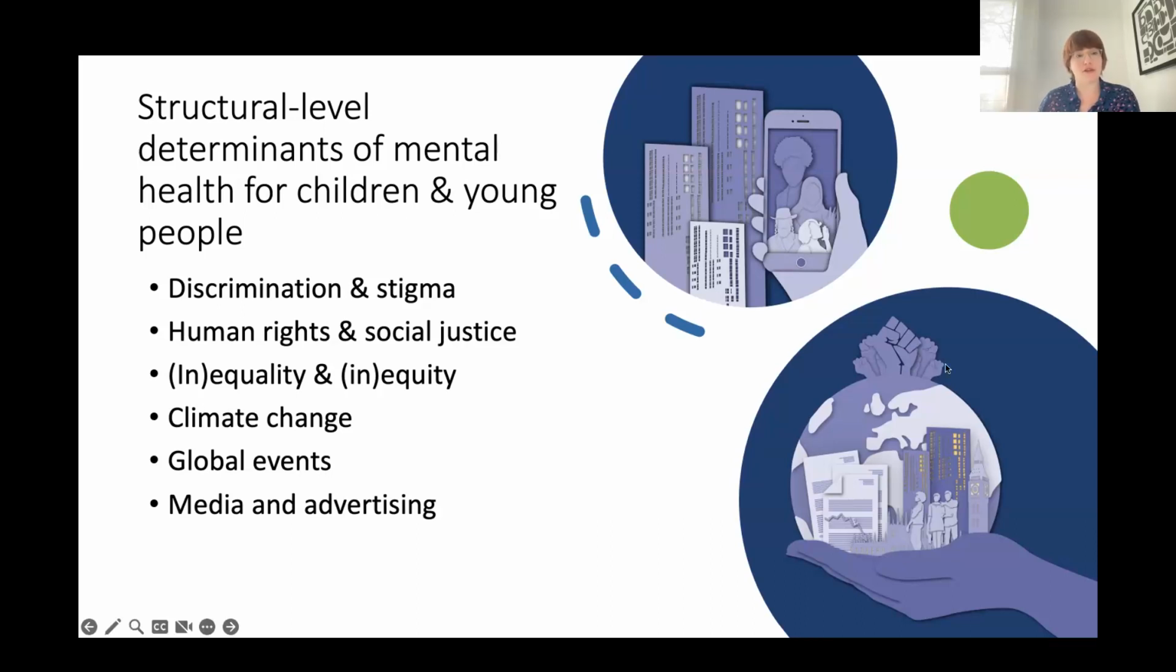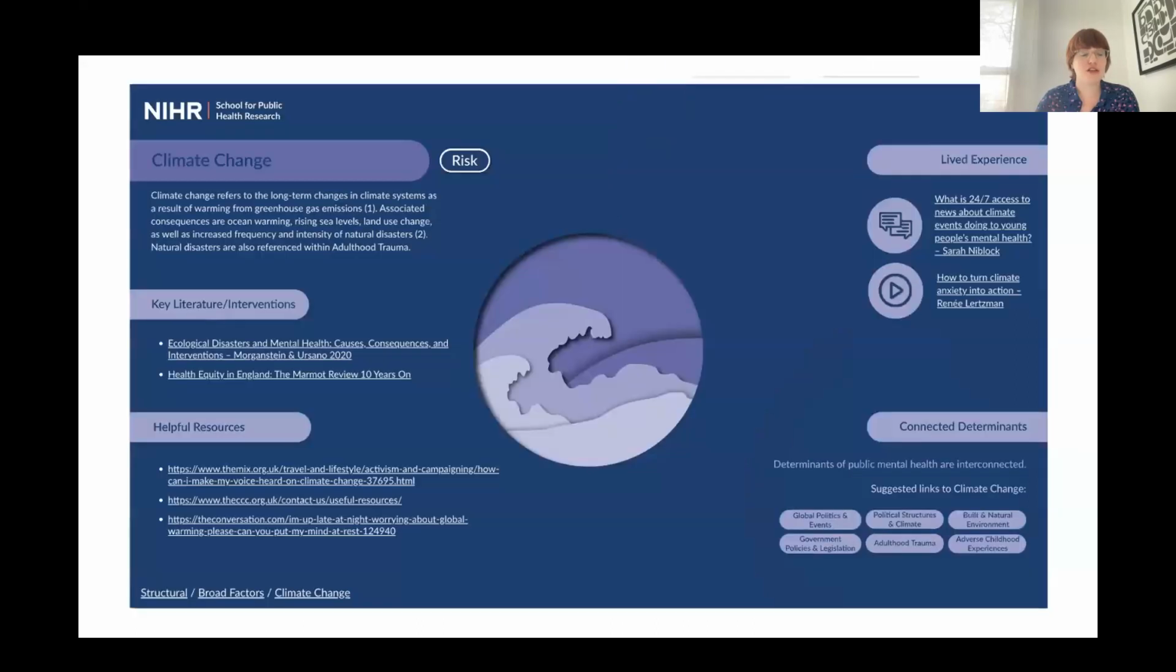However, some of the other structural determinants still are emerging in terms of the impact. For example, when we look at things like climate change, there's evidence that these long-term shifts in climate systems have impacts on mental health, but there is still a lot of emerging research to look at that. And the relevance to children and young people is a particular interest as well, thinking about unique factors like eco-anxiety and those sorts of factors.